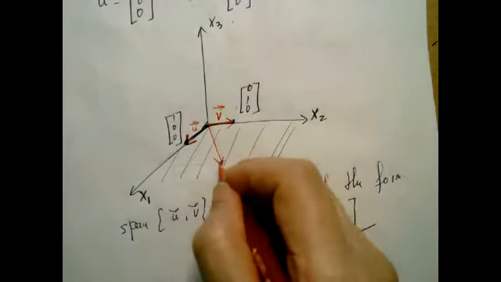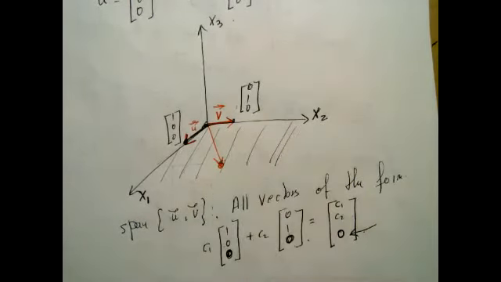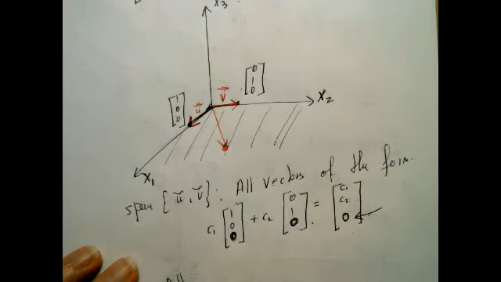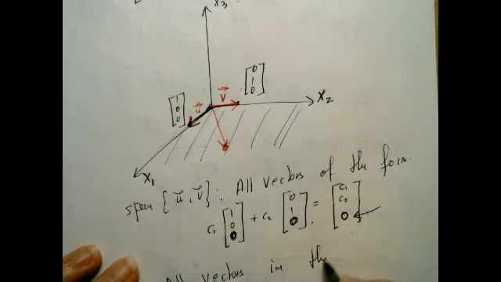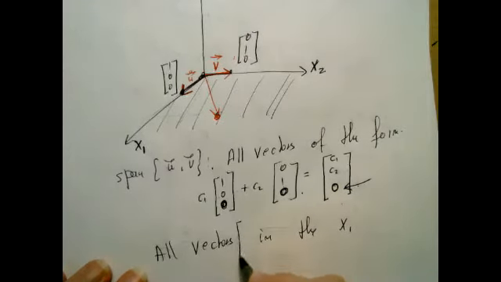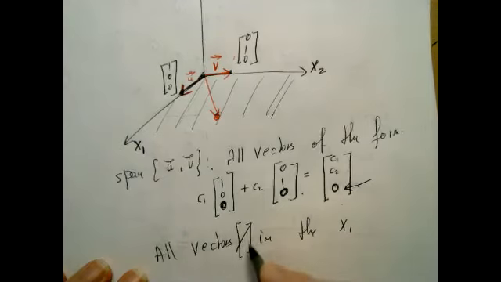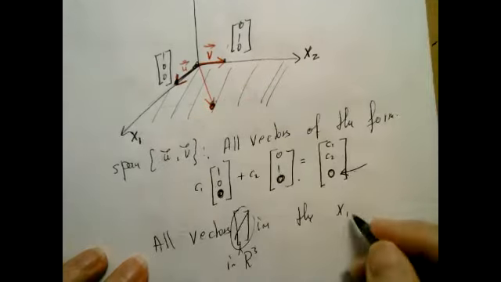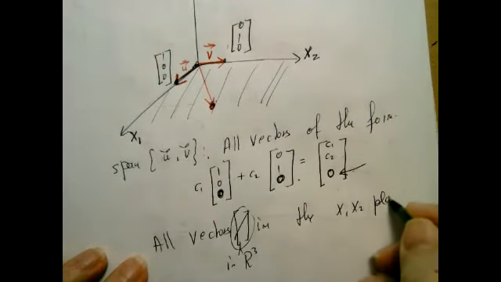So what does it mean to be in the plane x1, x2? It means the tip of it is in the x1, x2 plane. So the span here is all vectors in the x1, x2 plane. Remember, those vectors are in R3. Let me write this clearly: vectors in R3 have 3 components, but their tip is in the x1, x2 plane.